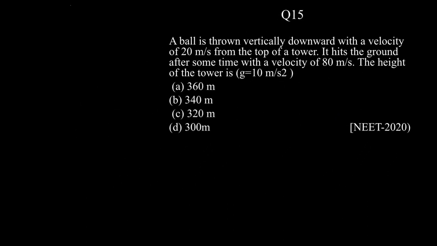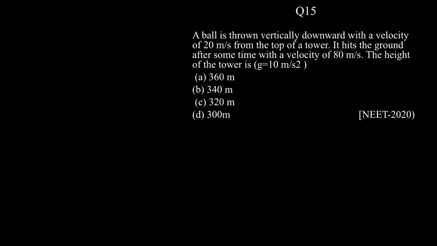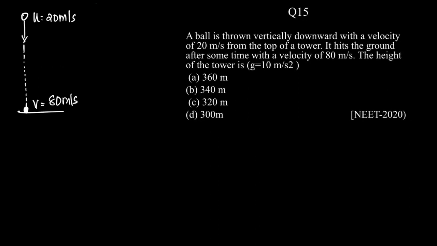See, those who have followed the playlist where I have given specifically problems based on projecting a body from a height, I think I have covered almost every aspect of the problem solving there. So what's given in the question is that a body is projected here, which means there is a velocity u, which according to the question is 20 meters per second. It travels down, it hits the ground with the velocity, say v is equal to 80 meters per second. We've been asked to find out the height of the tower.